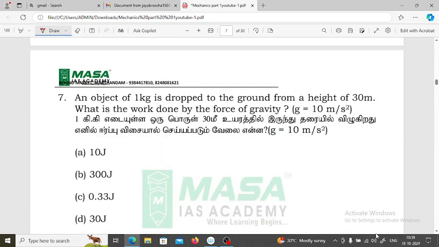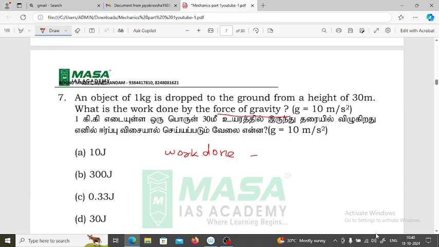An object of 1 kilogram is dropped to the ground from a height of 30 meter. What is the work done by the force of gravity? Question is, 1 கிலோகிராம் எடையுள்ள ஒரு பொருள் 30 மீட்டர் உயரத்திலிருந்து தரையில் விழுகிறது எனில் ஈர்ப்பு விசையால் செய்யப்படும் வேலை. Work done by the gravity is equal to potential energy. ஈர்ப்பு விசையால் செய்யப்படும் வேலை தான் கொஸ்டின்ல கேட்டிருக்காங்க. Work done by the force of gravity.